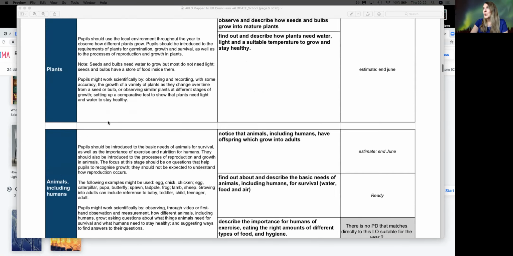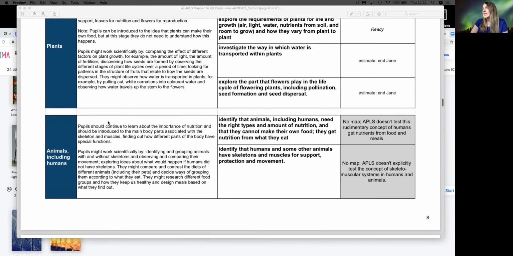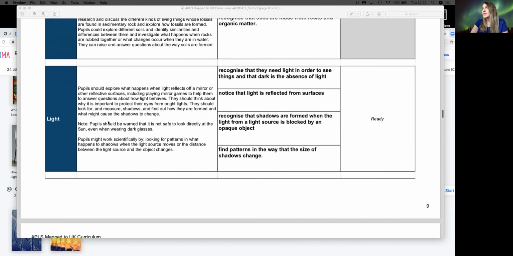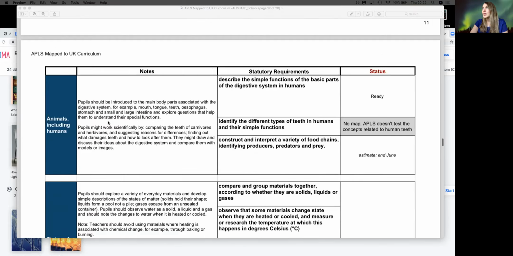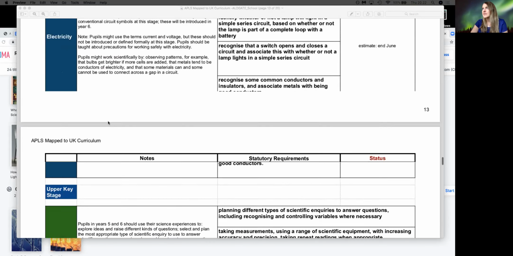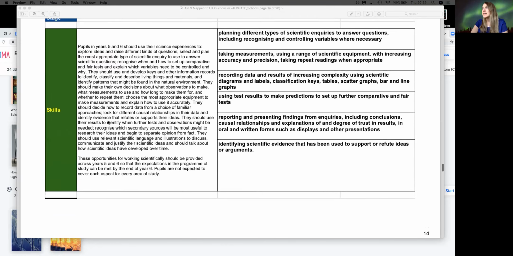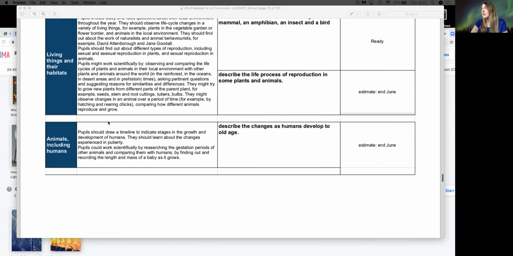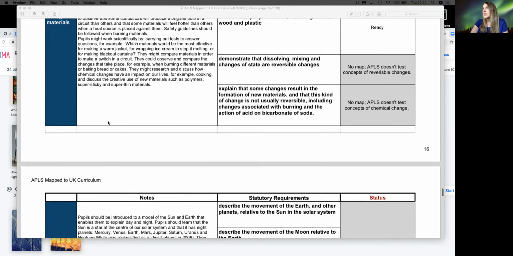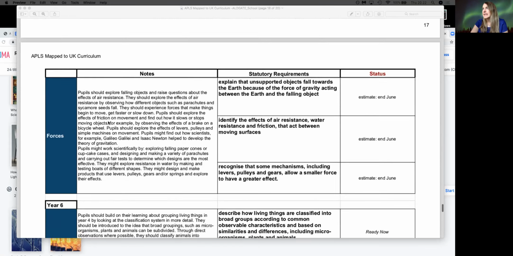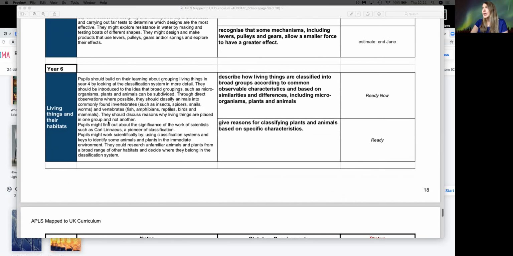So if I just go quickly through here and take you to where we need to go. So we've got year 4, and then we have here year 5. So this is the upper key stages. So year 5 is here. And then we have going through to year 6. Now, as you saw at the beginning, we did these notes.